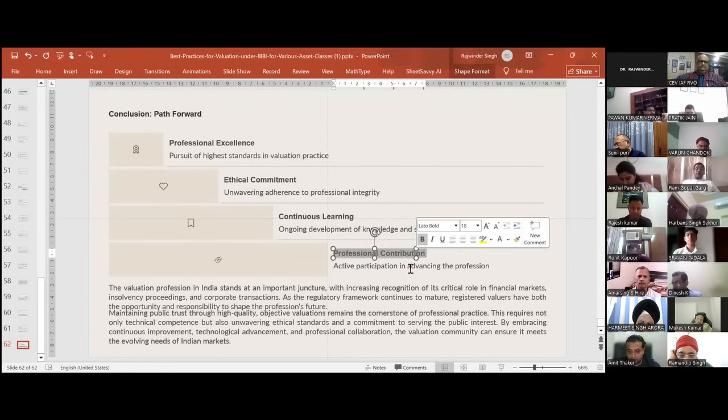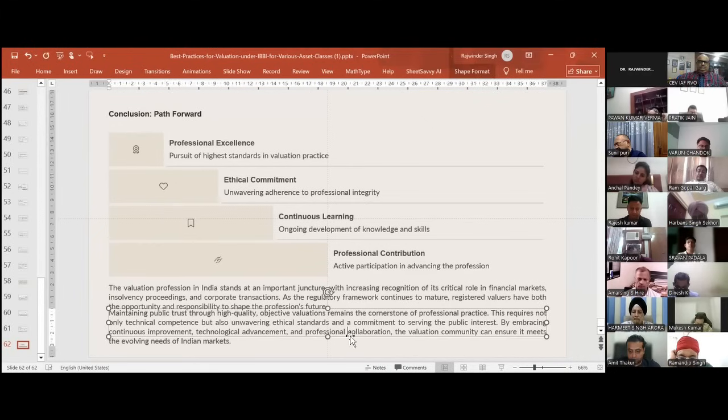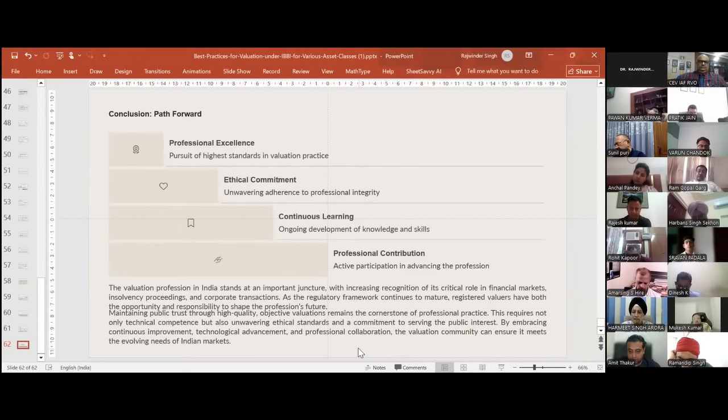That is an important thing. The valuation profession in India stands at an important junction with the increasing recognition of its critical role in financial markets, insolvency proceedings, and corporate transactions. As the regulatory framework continues to mature, registered valuers have both the opportunity and responsibility to shape the profession's future. So maintaining public trust through high quality objective valuations remains the cornerstone of our professional practice.